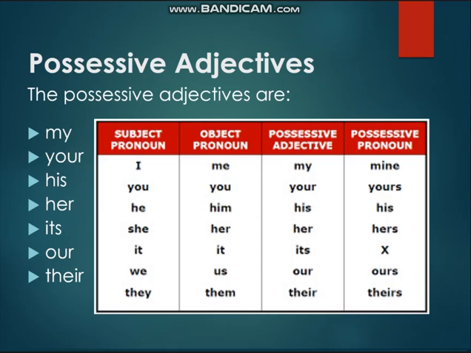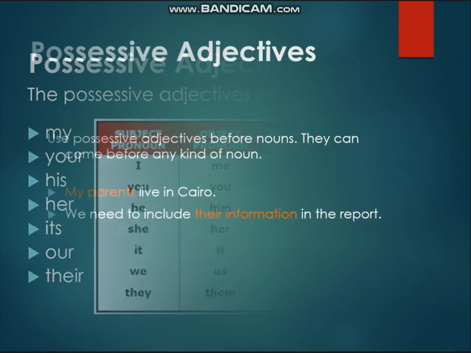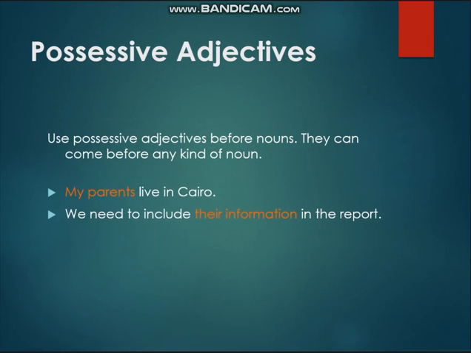Possessive adjectives. The possessive adjectives are my, your, his, her, its, our, and their. Don't mix them with possessive pronouns. Use possessive adjectives before nouns. They can come before any kind of noun. My parents live in Cairo. We need to include their information in the report.